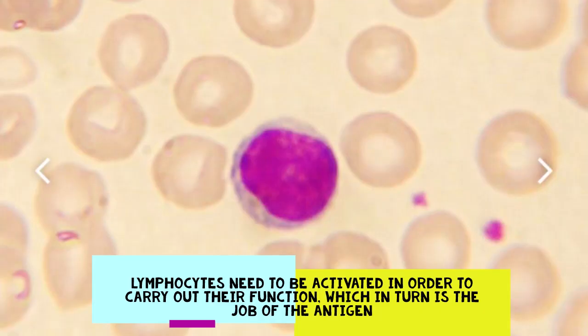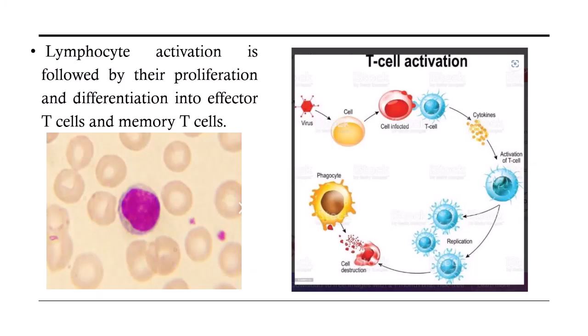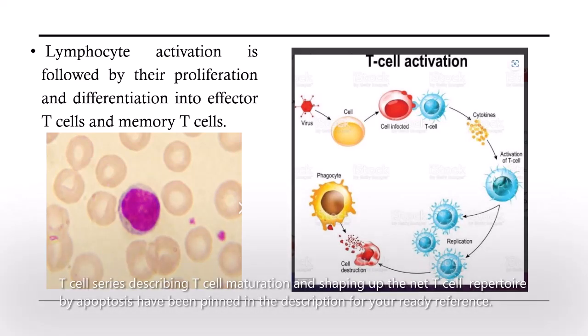Hi students. Lymphocytes need to be activated in order to carry out their function, which in turn is the job of the antigen. Their activation by the antigen is followed by their proliferation and differentiation into effector T cells and memory T cells. A couple of earlier videos of this T cell series describing antigen independent T cell maturation and shaping up the net T cell repertoire by apoptosis have been pinned in the description for your ready reference.